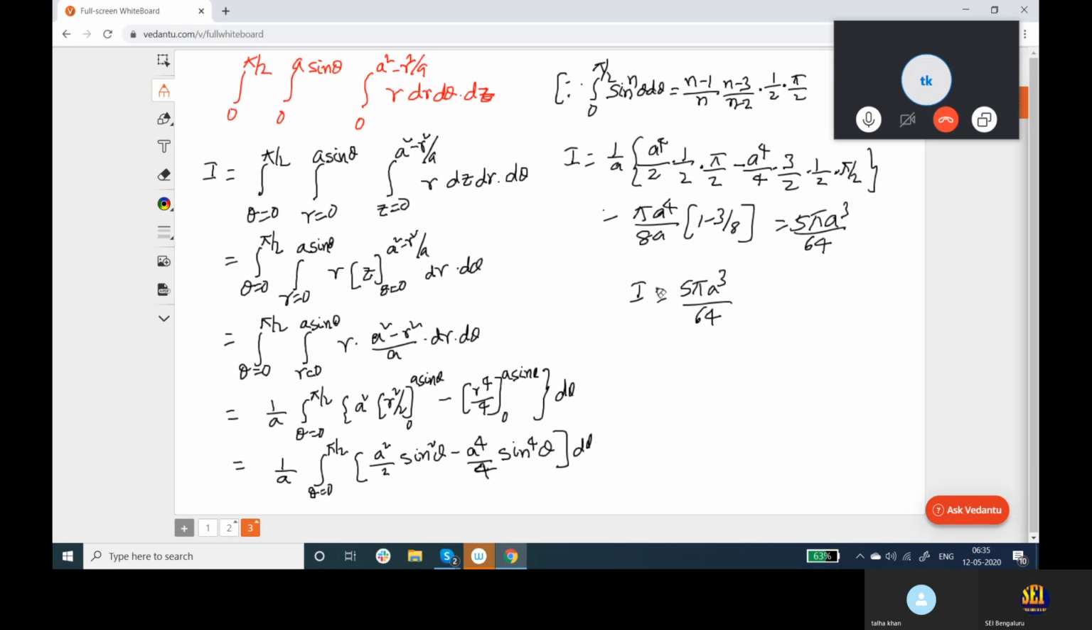Got the point? Can we go ahead? Sir, this sine power n theta is the formula. Just one more: n minus 1 by n into n minus 3 by n minus 2, so on, 1 by 2 into pi by 2. So when it is possible, if n is even. If n is odd, again problem will come. N is even only.